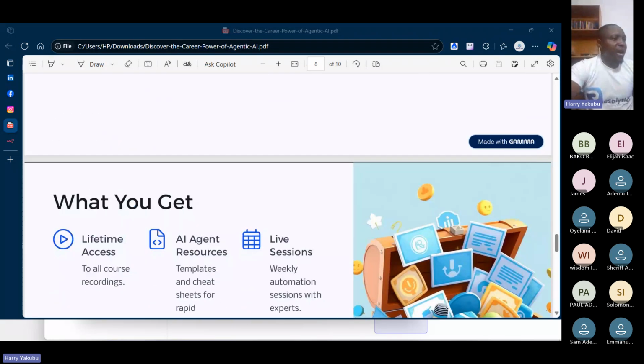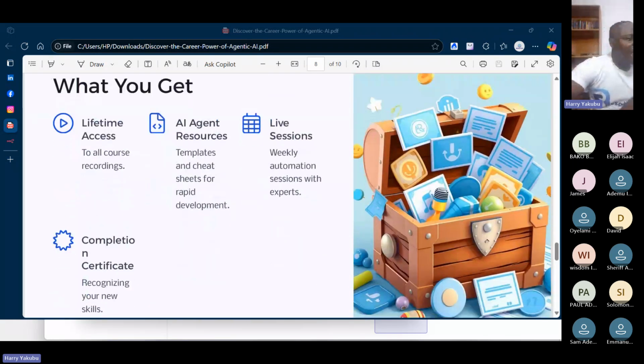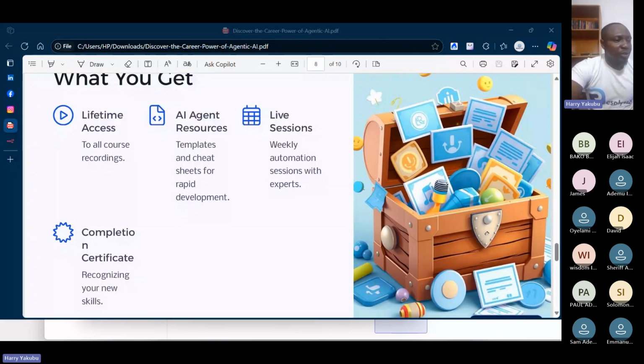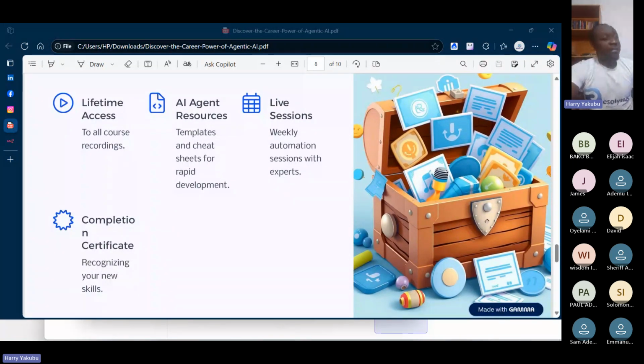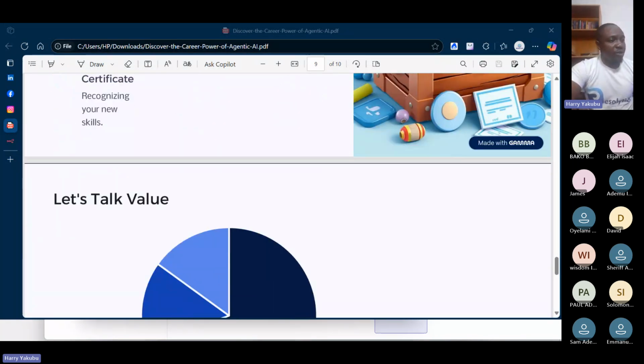All right. So what you get, like I said earlier, you get lifetime access to all the courses and course recordings, which means when you attend a class, it is recorded, and then of course we can send that to you. And there's AI agent resources, templates, and cheat sheets for rapid development, live sessions, weekly automation sessions with experts, and completion certificates recognizing your new skill set.